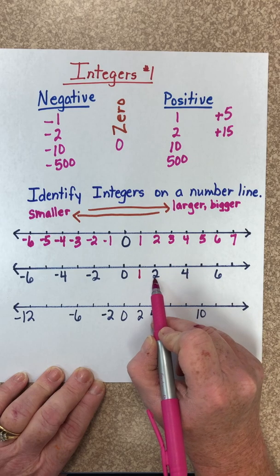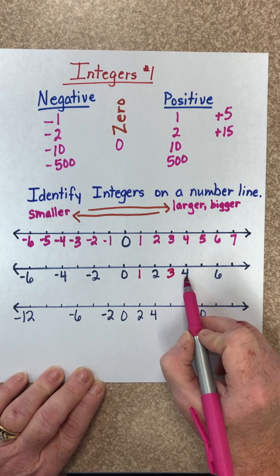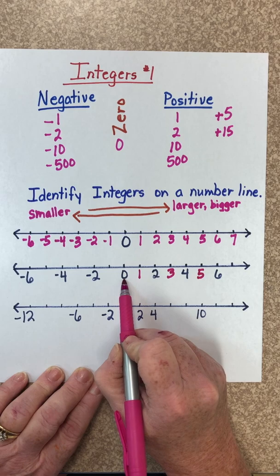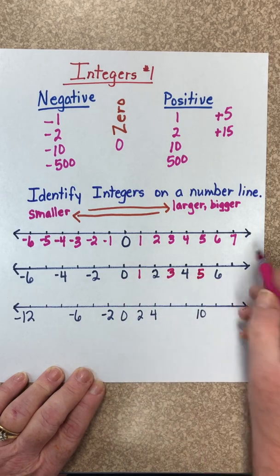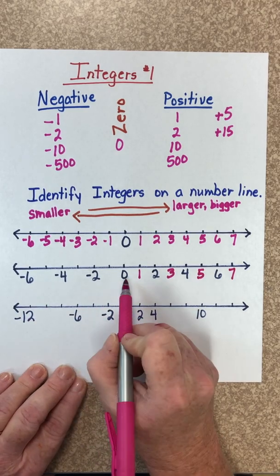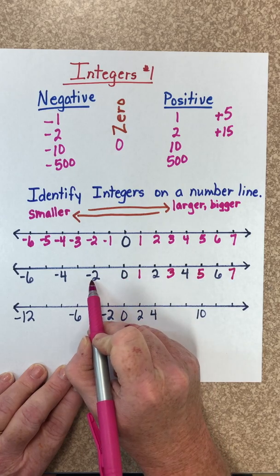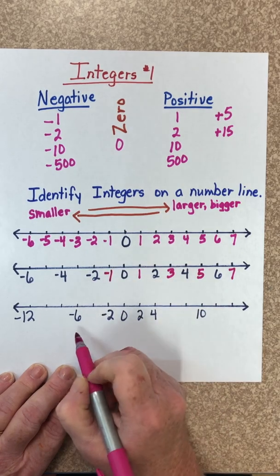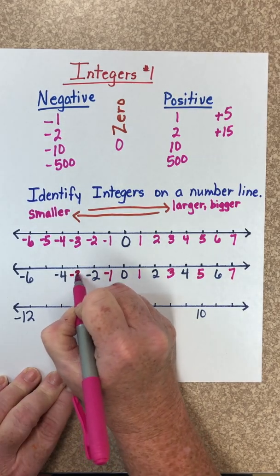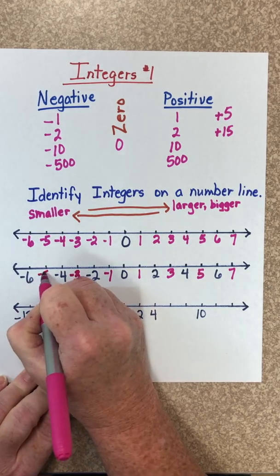So what's halfway between 2 and 4? That's 3. What's halfway between 4 and 6? 5. So notice 0, 1, 2, 3, 4, 5, 6. Next is 7. Now let's go to the left of 0. So we have 0, and what would be halfway between 0 and -2? Well, that's -1. What's halfway between -2 and -4? That's -3. Halfway between -4 and -6 is -5.